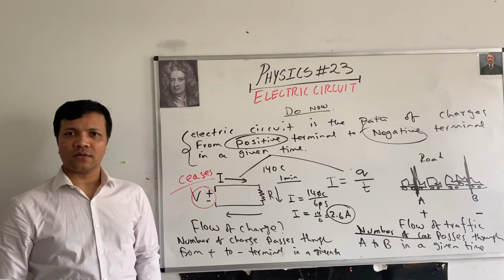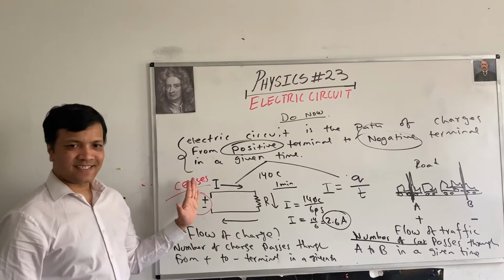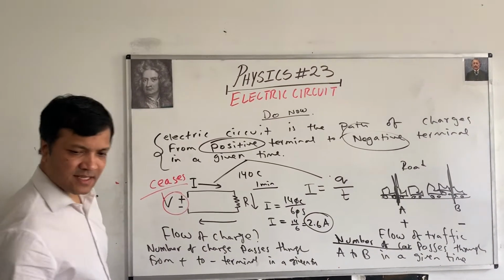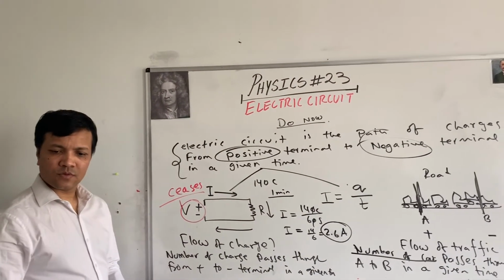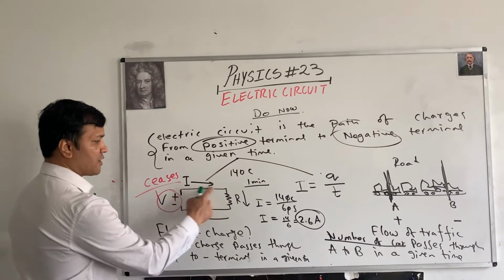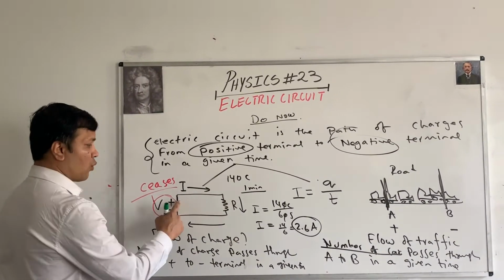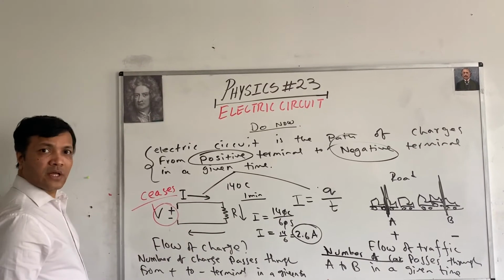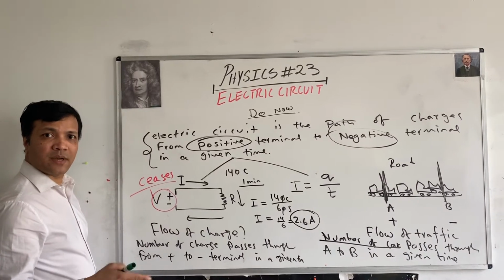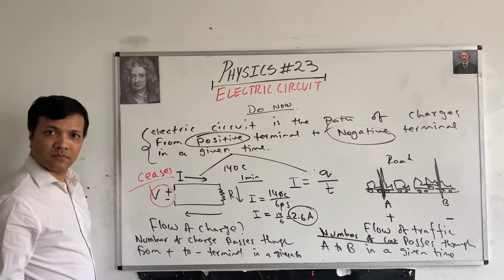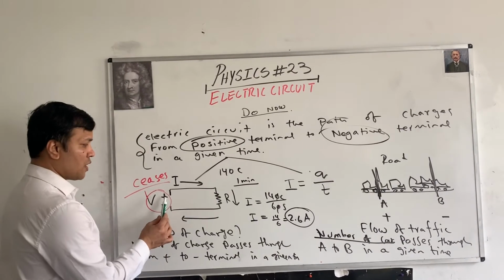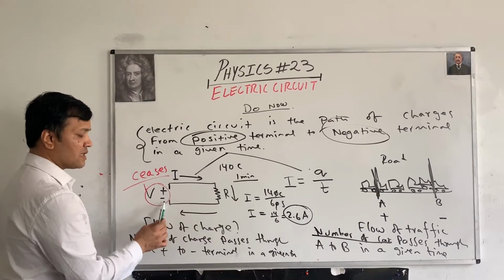Okay, let me explain. What ceases? The current. The circuit? The charges? So this is made of what? Copper. The wire is made of copper, the electric circuit is made of wire, and copper is made of atoms. Okay, so the charges go from positive to negative.